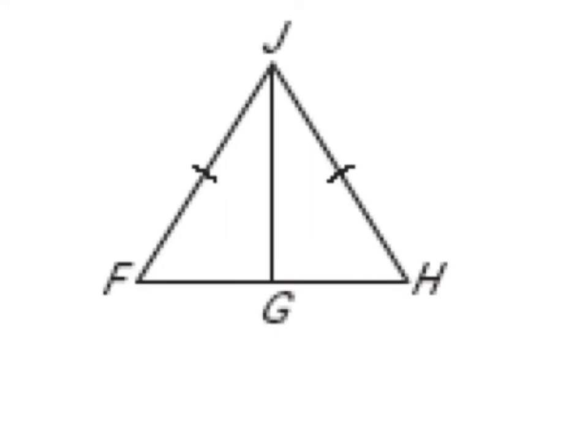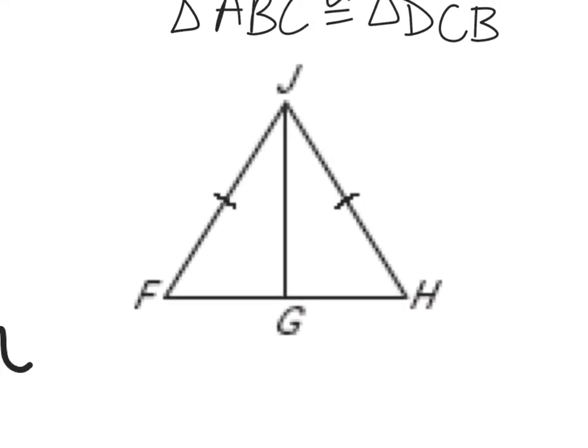You're told that JG bisects angle FJH. So it's cutting the angle at the top into two parts, angles 1 and 2. Ava, what can we say about those two angles? Yeah. These two are the same because it bisects.